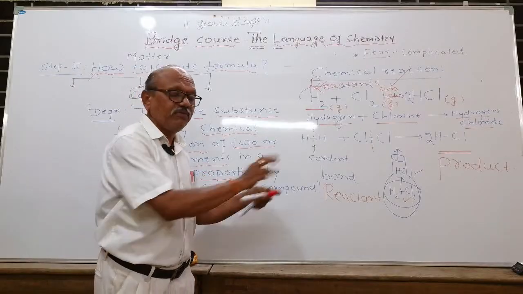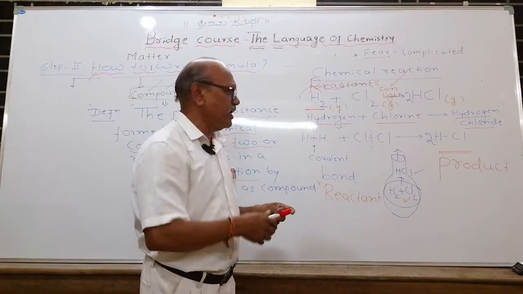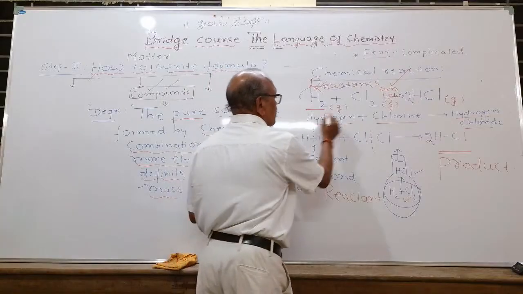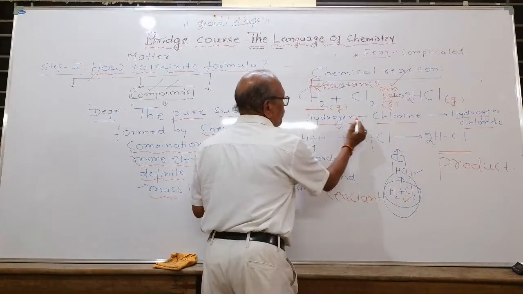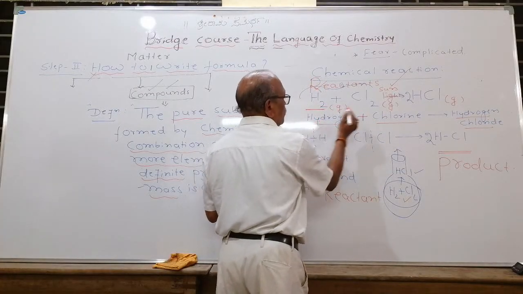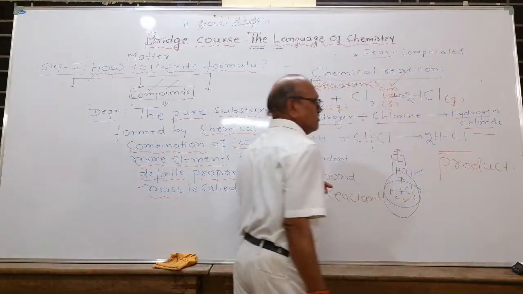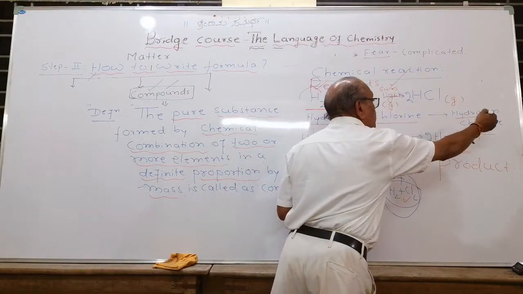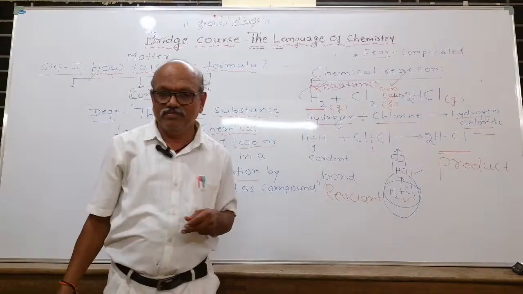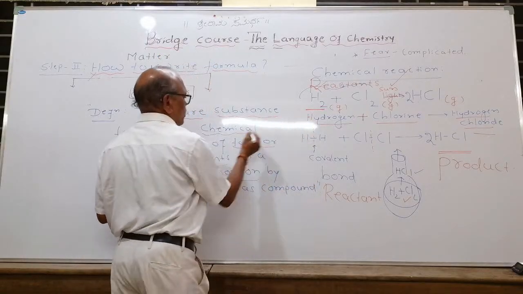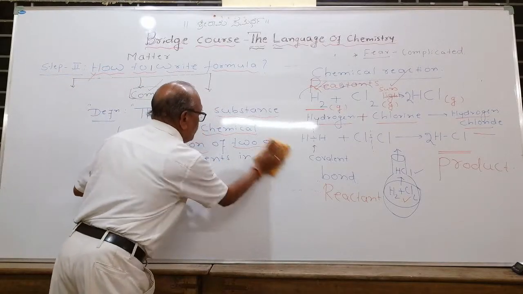A chemical reaction may take place anywhere, either in nature or in the laboratory, right? And the substances which participate in the reaction are reactants. They are written on the left side, separated with a plus sign: here hydrogen, here chlorine, and both of them react, and an arrow mark is used, forming hydrogen chloride. This is called a symbolic representation of a chemical reaction taking place in nature or in the laboratory. This is called a verbal equation. Okay.